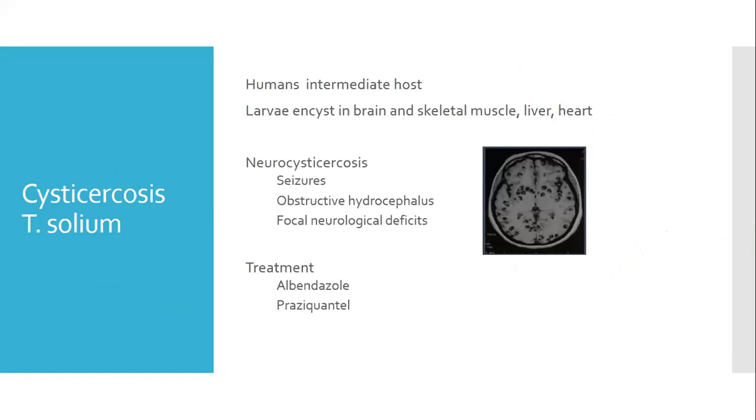The significant infection with Ertinia is cystic sarcosis. This is when the human plays the role of the pig and becomes the intermediate host. You can get these larvae that are now encysted in muscle and the brain. Predominantly when it's in the brain, you can get a neurocystic sarcosis, which can present with seizures, obstructive hydrocephalus, and focal neurological deficits.